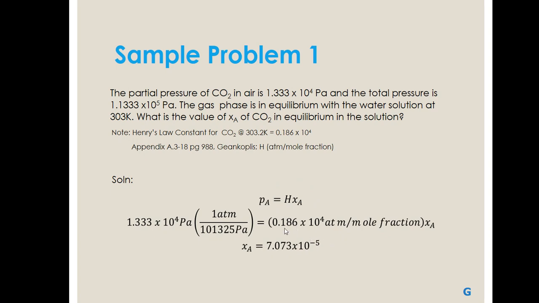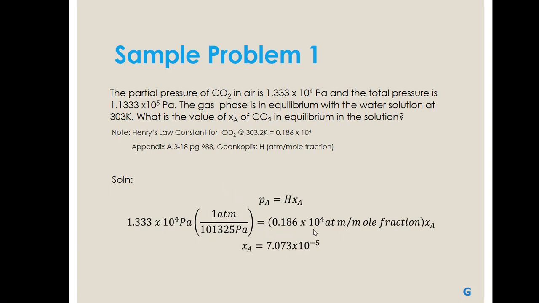Now, we have to be very careful with these types of problems because they look very easy. Actually, it's just substitution to the formula. However, you have to make your units agree. If you place here a partial pressure of 1.333 times 10 to the 4th Pascal for that of CO2, its unit is Pascal. However, the data for Henry's law constant is in atm. So, there's a need for you to convert from Pascal to atm. And this is the conversion.